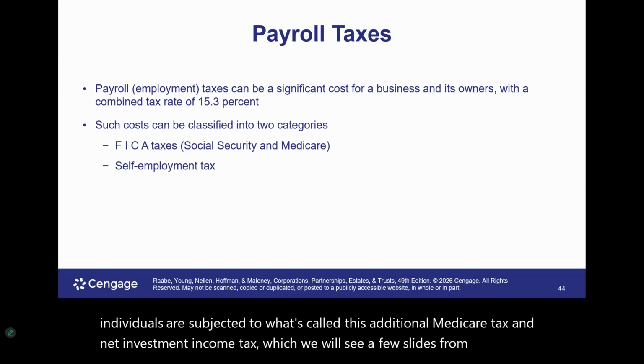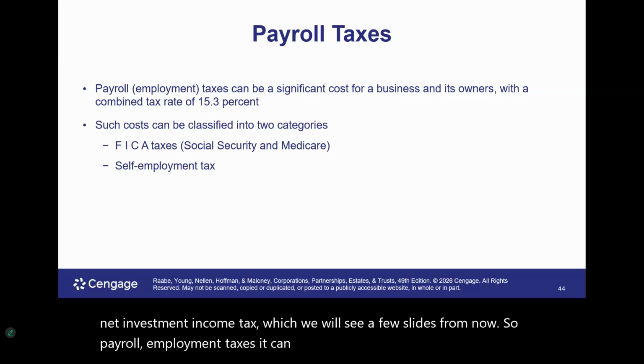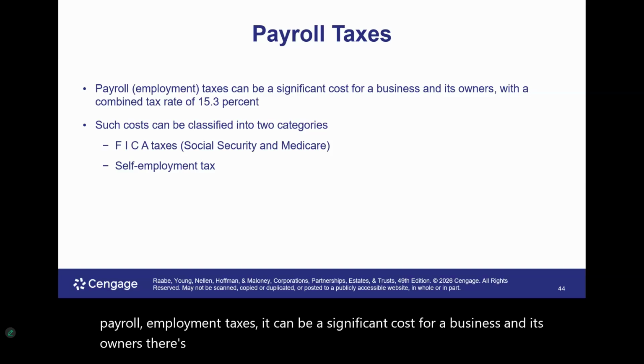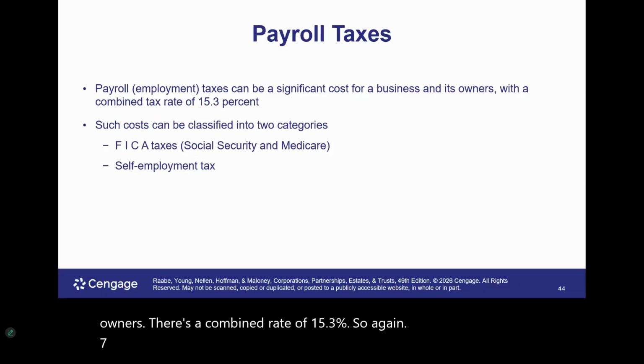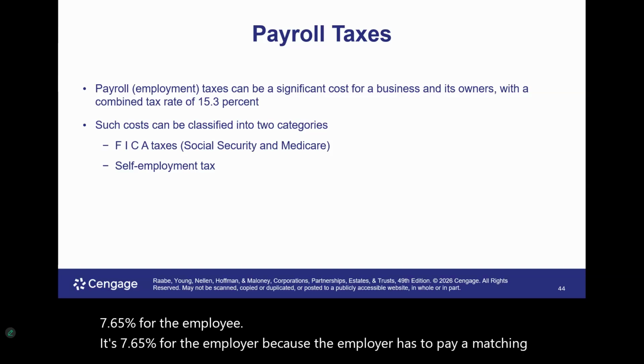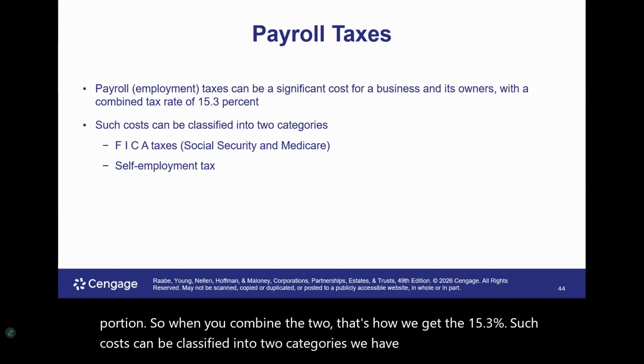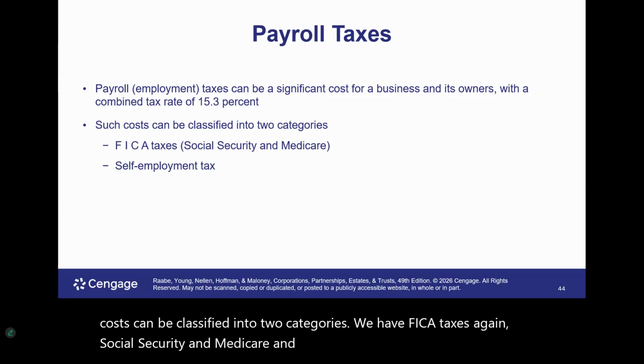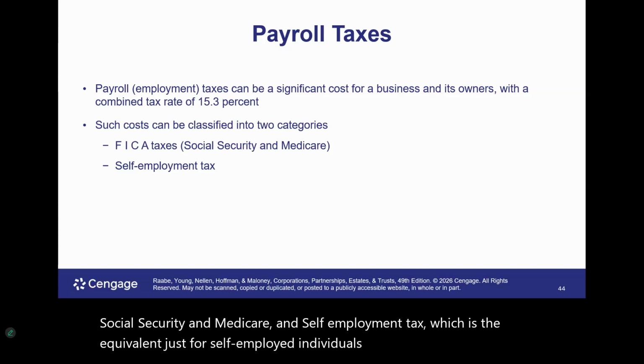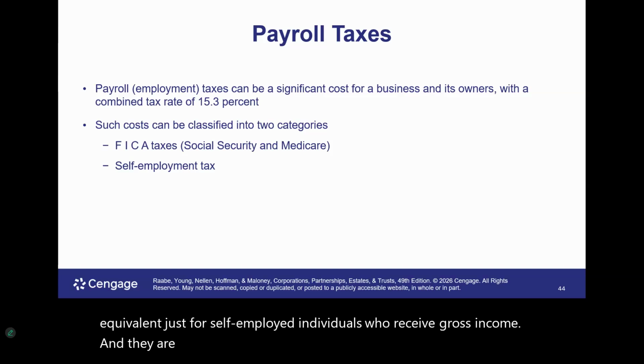Payroll and employment taxes can be a significant cost for a business and its owners. There's a combined rate of 15.3%. Again, 7.65% for the employee and 7.65% for the employer, because the employer has to pay a matching portion. When you combine the two, that's how we get the 15.3%. Such costs can be classified into two categories. We have FICA taxes, again Social Security and Medicare, and self-employment tax, which is the equivalent for self-employed individuals who receive gross income and are responsible for paying taxes on their own.